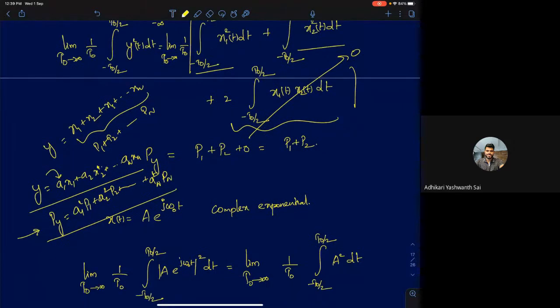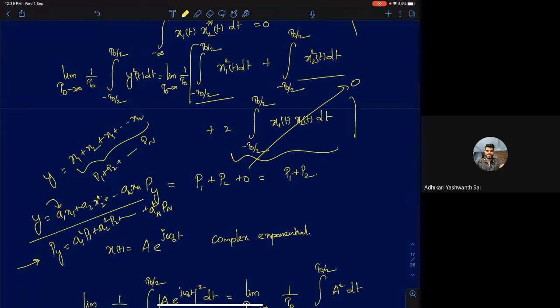It's a very useful result. Now we can use that, but we can also compute some other important function. This function, a e power j omega naught t, is what we call a complex exponential. A complex exponential is a sinusoid, a complex sinusoid. You can use Euler's expansion.